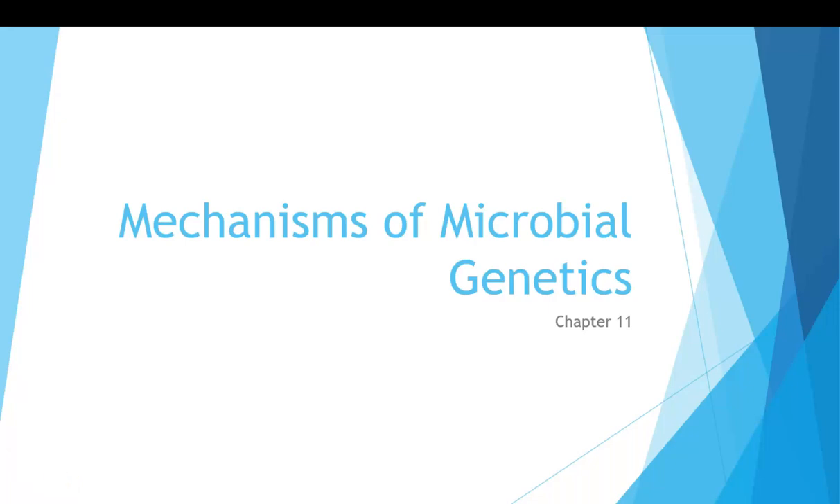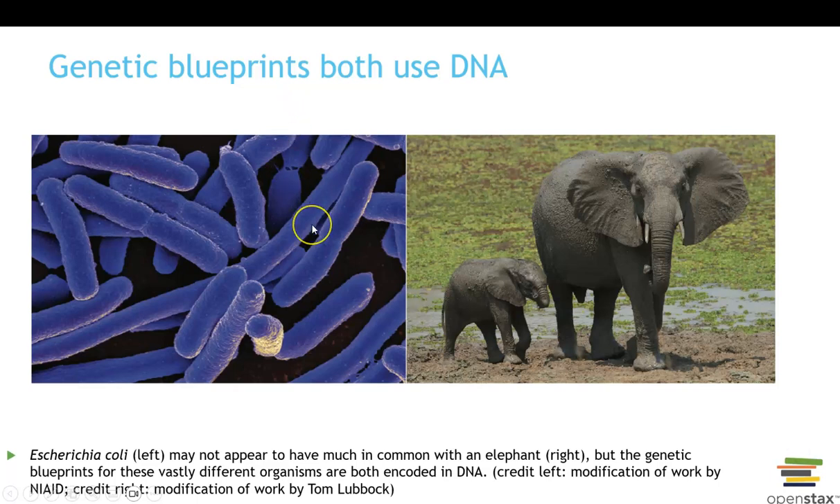Okay, so chapter 11. In this chapter, we're going to talk about mechanisms of microbial genetics. As you learned in the previous chapter, DNA is the genetic material which is responsible for passing all the genetic information from parents to the offspring, and it doesn't matter if you are a bacteria or an elephant, you will transfer all that genetic information encoded in DNA to your offspring.